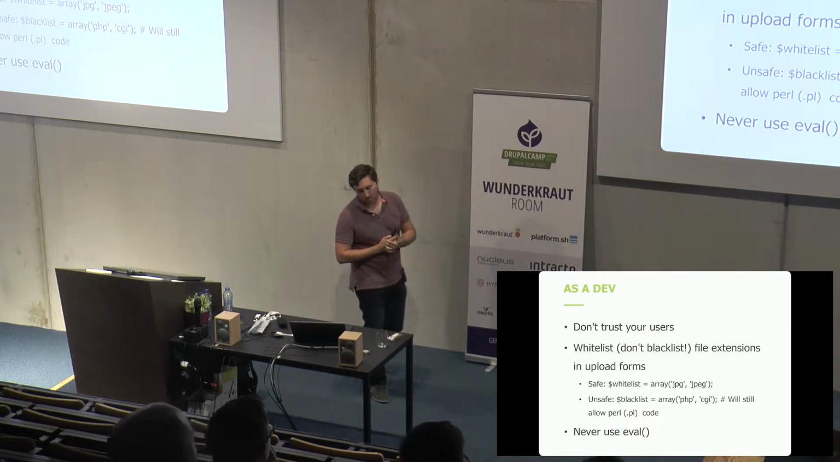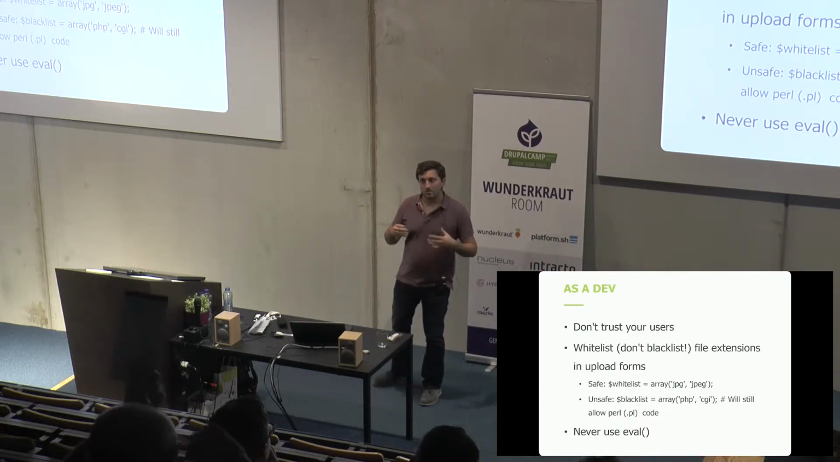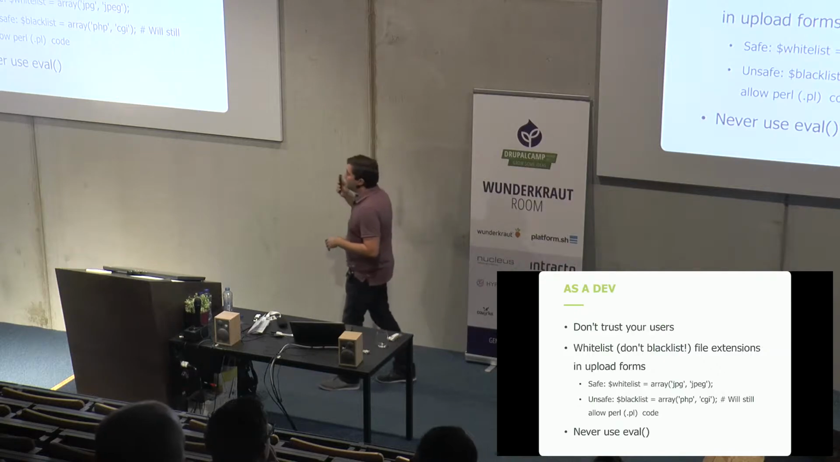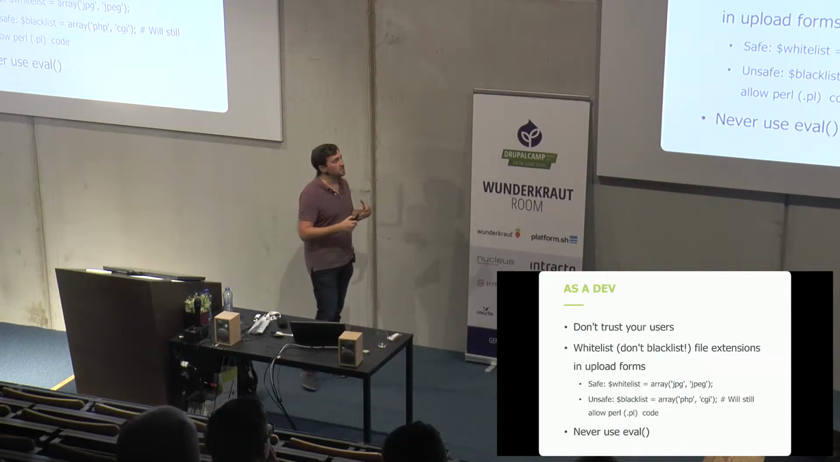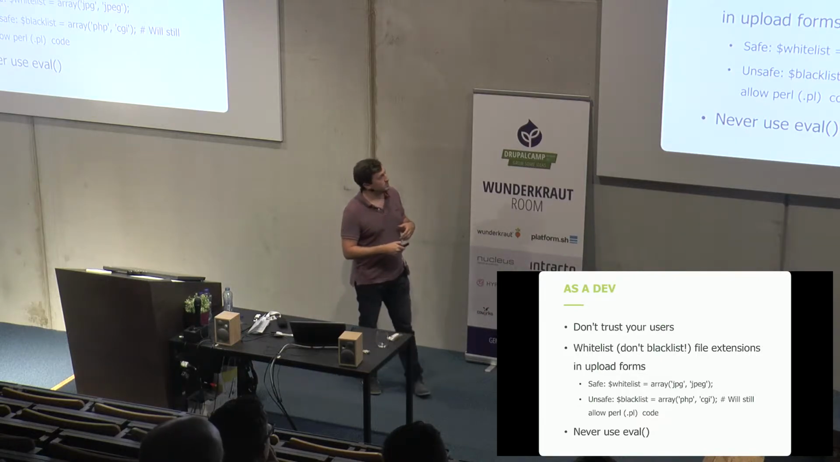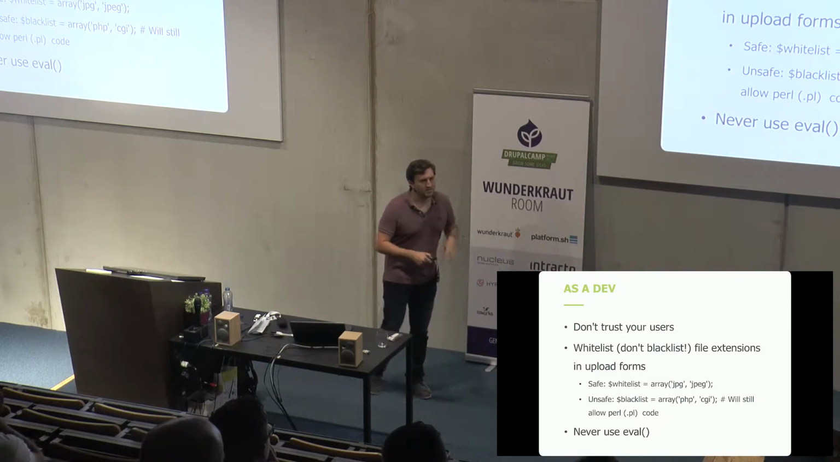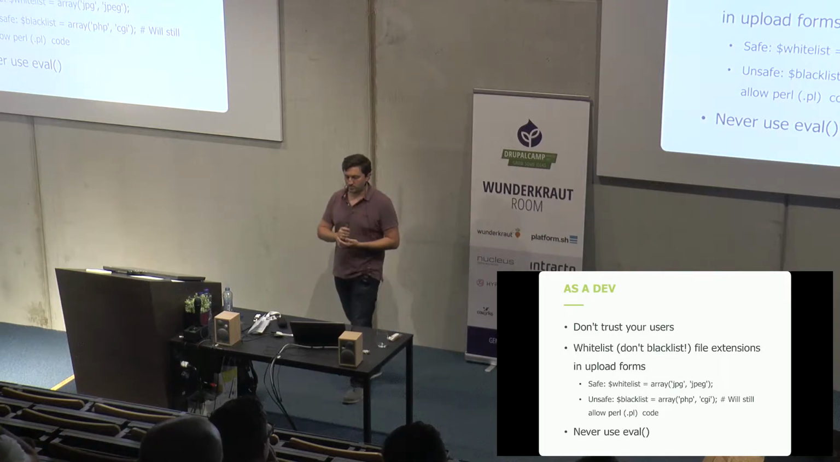That's obvious. Wherever possible, whitelist file extensions, never blacklist. This also seems obvious, but this is still the #1 reason we find systems to be compromised: there is an upload form that says, don't do PHP, that's dangerous, but that still allows Perl.